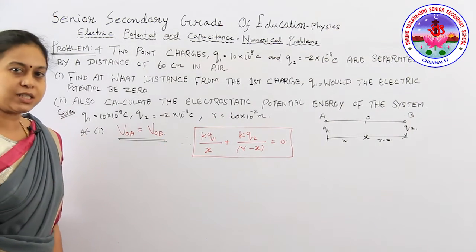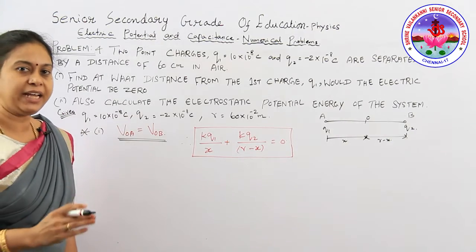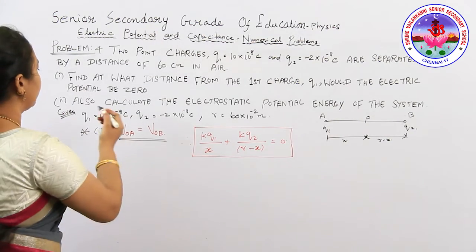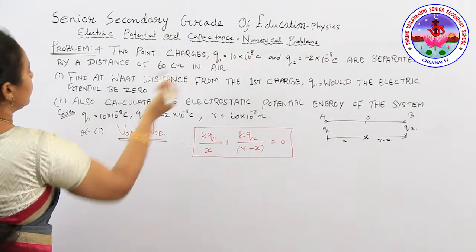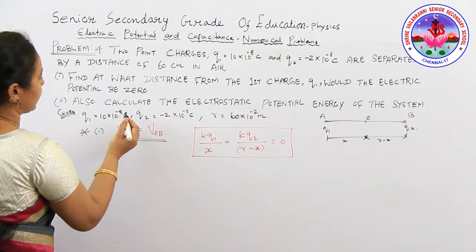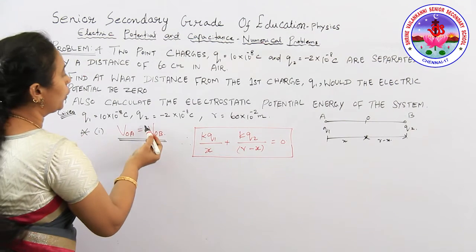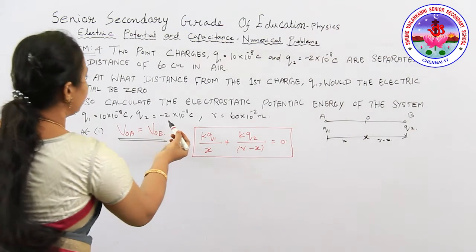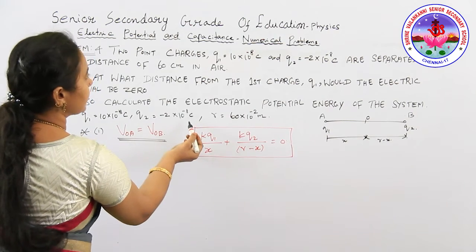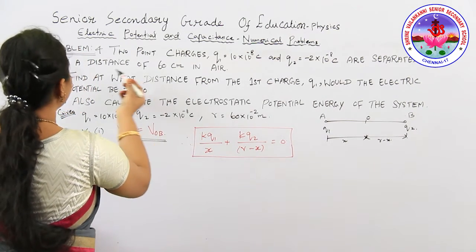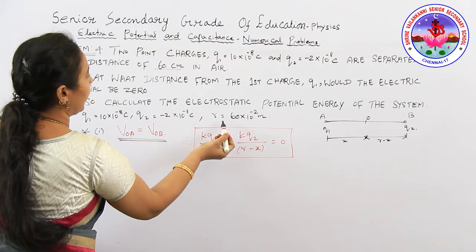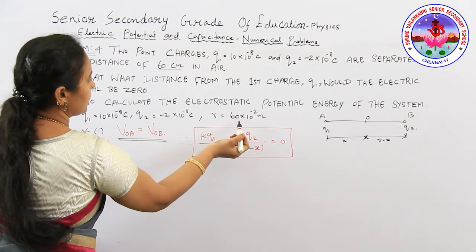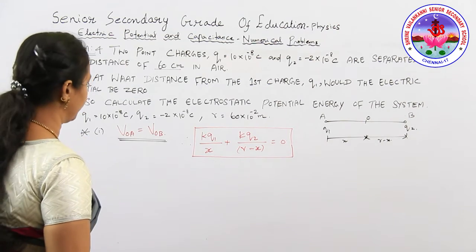So the first step, we always have to take the given values. Q1 they have given 10 into 10 power minus 8 coulomb and Q2 equal to minus 2 into 10 power minus 8 coulomb, and they are separated at a distance of 60 centimeter. So they have given R equal to 60 into 10 power minus 2 meter.